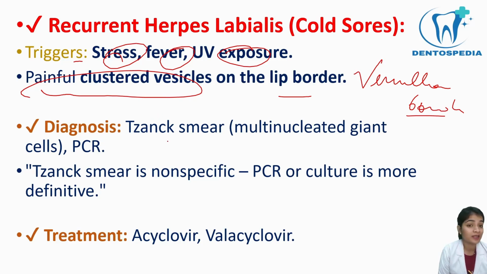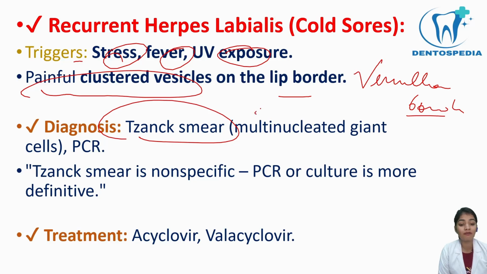HSV lesions always begin as vesicles that rupture to form ulcers. Now what is the diagnosis? There is the Tzanck smear for multinucleated cells, and PCR, which is polymerase chain reaction, or viral culture, which is more definitive. The Tzanck smear is non-specific, while PCR or culture is more definitive.